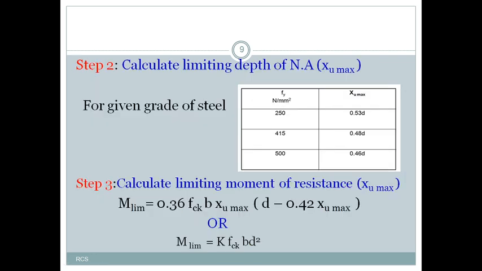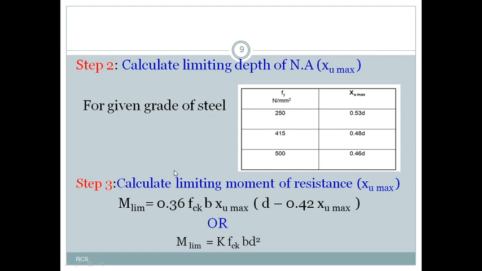And second step, as usual, we have to calculate the limiting depth of neutral axis. This limiting depth of neutral axis depends upon the grade of steel, and these are the ready-made formulas for calculating it. If the grade of steel is Fe250, then xu max can be calculated by using this formula, that is 0.53 d. Here d is the effective depth. Similarly for Fe415, that is 0.48 d, and for Fe500 it is 0.46 d. Like that we can calculate the limiting depth of neutral axis.